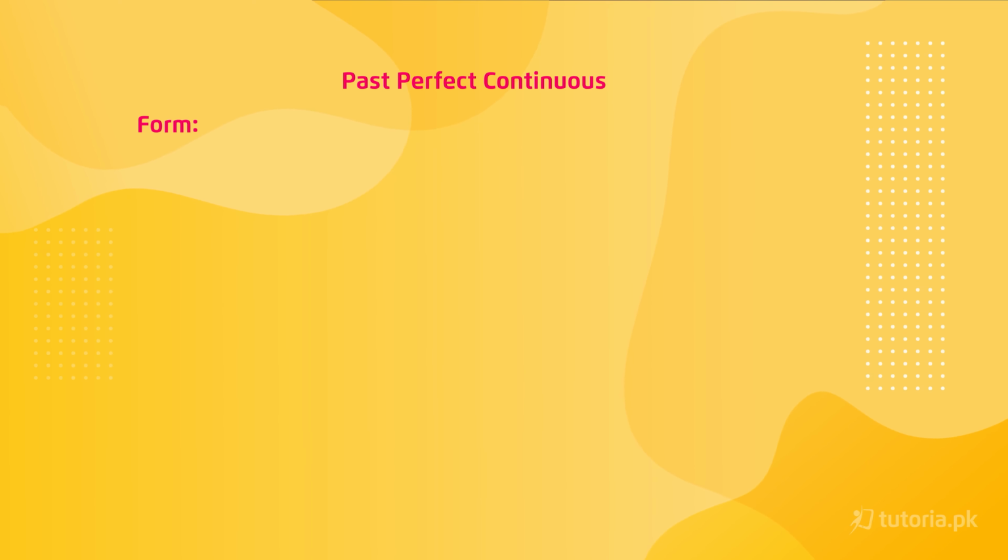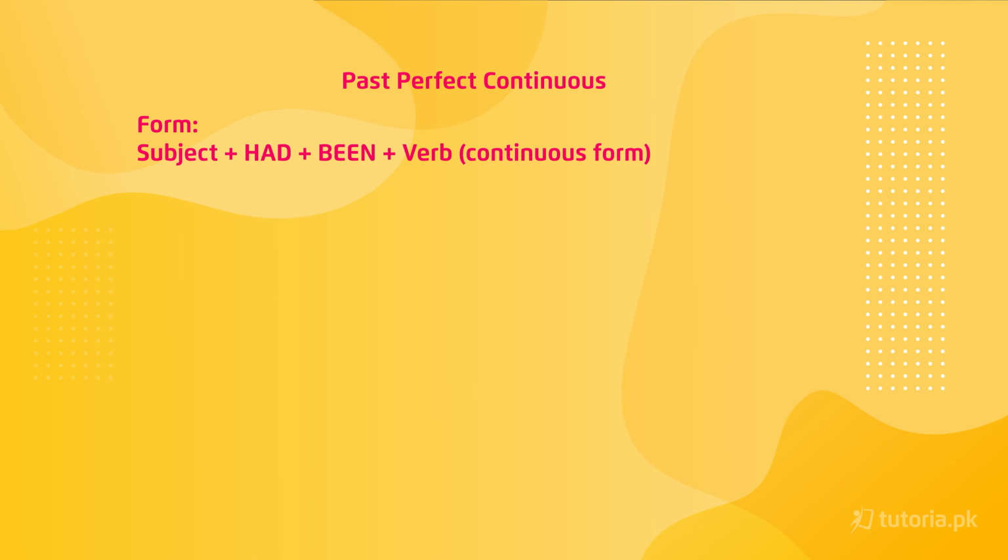इसका form देख लेते हैं. पहले आएगा subject, फिर had, फिर been, फिर verb. Verb कौन सा आएगा? ing form verb, continuous form of verb आएगा, जैसे कि नाम से पता चल रहा है past perfect continuous. Perfect में हम have, has, had use करते हैं, continuous में ing form of verb use करते हैं. So it's the amalgamation of both the tenses.